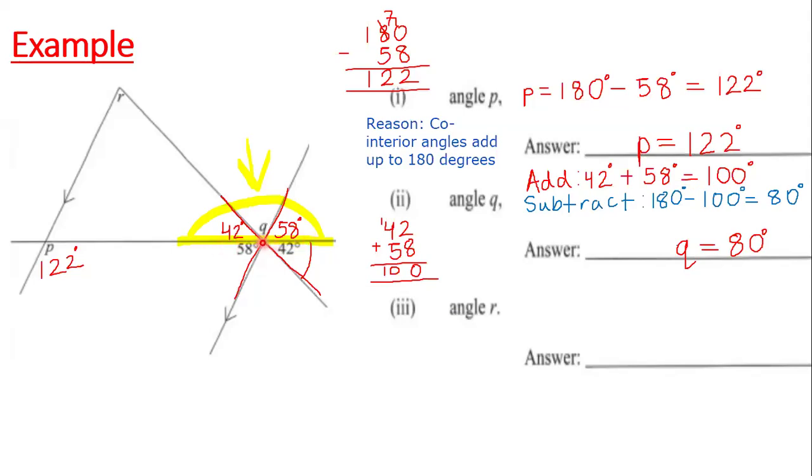Yes, Trayvon? I think R is 82. Wait, we didn't reach the R yet. We didn't reach the R. All right. Do y'all understand how we got Q? Let me know if y'all understand how we got Q. Yes, sir.